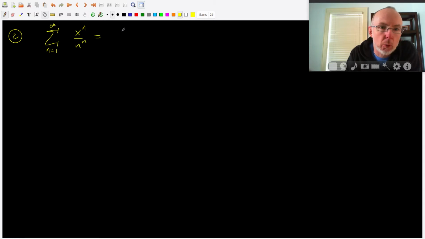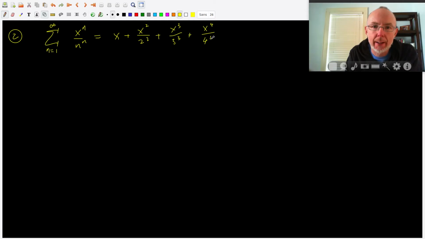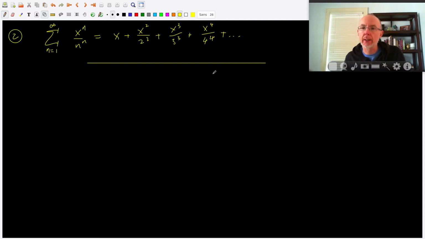We start when n equals 1, so the first term is just x to the 1 over 1 to the 1, so that's just x. The next term is x squared over 2 squared, the next one's x cubed over 3 cubed, the next one's x to the 4 over 4 to the 4, and so on. So I got a nice power series there. We want to know, again, what's its radius of convergence and what's its interval of convergence.